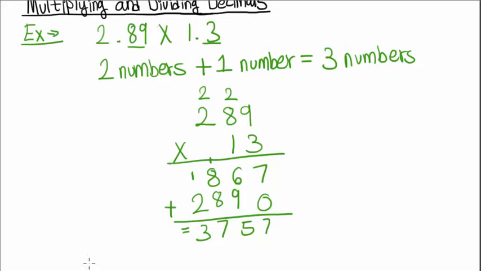Since we figured out in the beginning that my answer will have 3 numbers after the decimal point, all I really need to do is put the dot right between the 3 and the 7 to satisfy the condition that we came up with in the beginning of this problem. So my final answer is equal to 3.757.